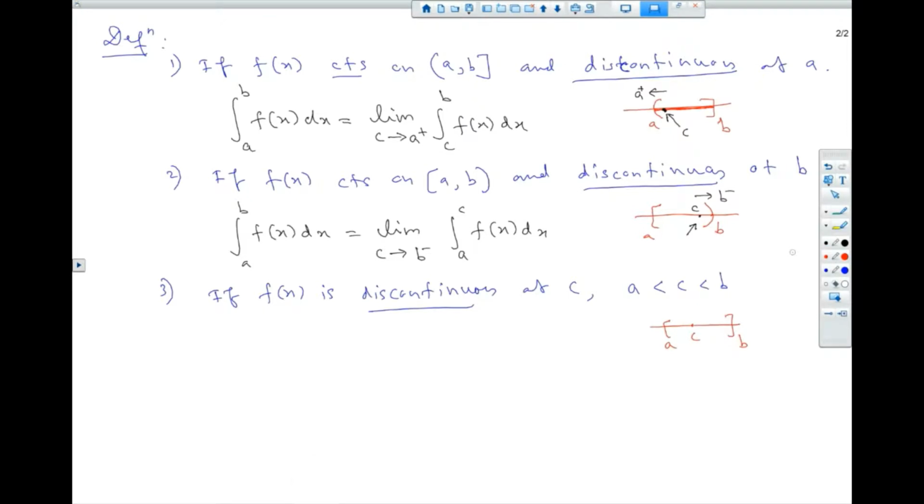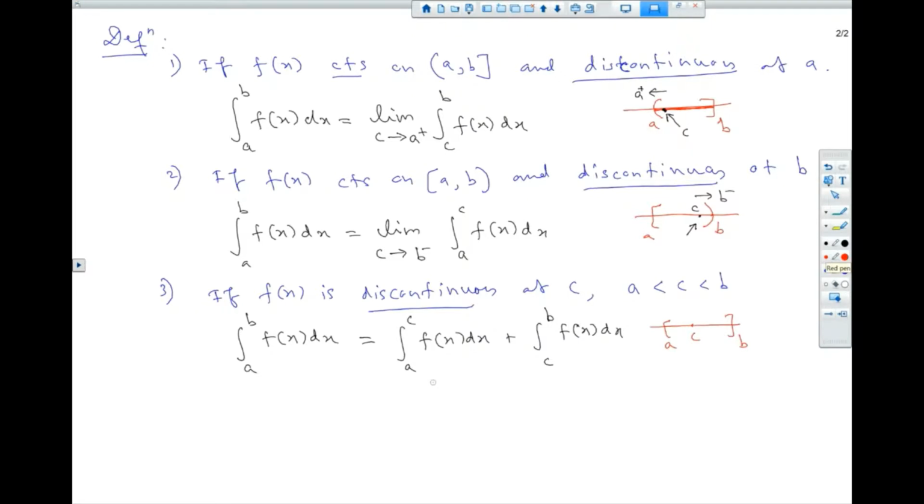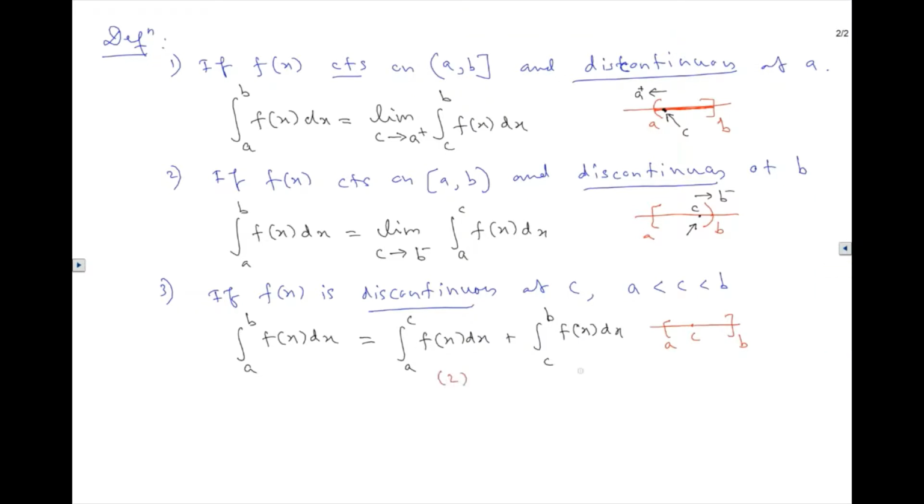So what we do in this case, we have the integral from a to b of f(x) dx. Now there is a discontinuity in the middle of the integral. We're going to split it into the integral from a to c of f(x) dx plus the integral from c to b of f(x) dx. In this situation, the first one has a discontinuity at the upper limit, that's the second case, and the second one has a discontinuity at the lower limit, that's the first case. So we're going to solve those two separately.